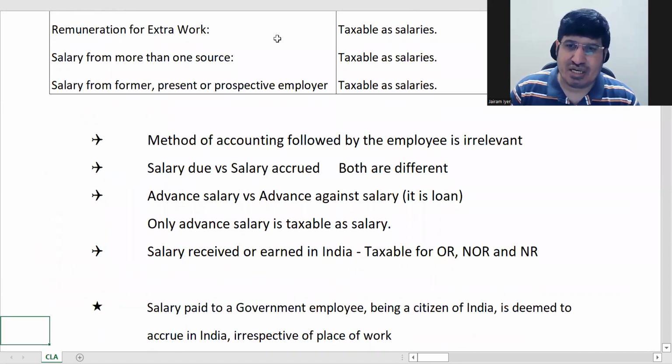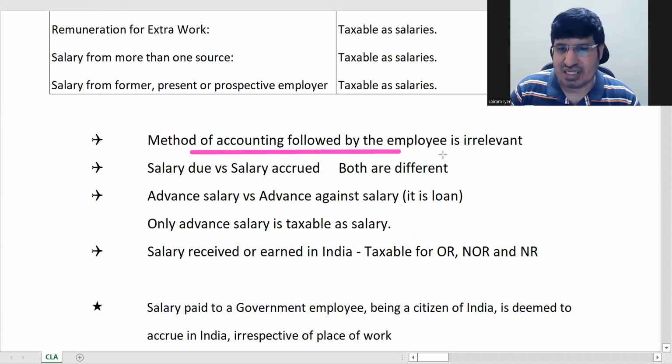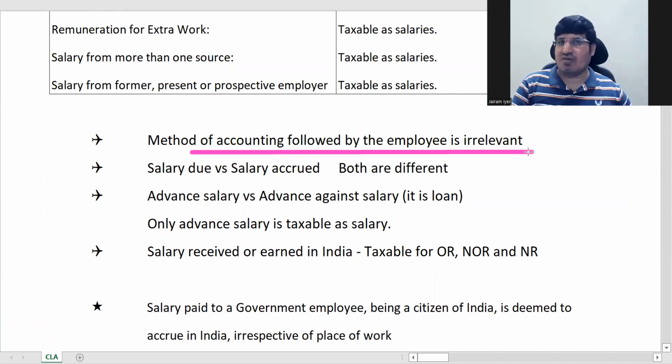Method of accounting is irrelevant. So I started by explaining the method of accounting, correct? Where we said that for only 3 and 5, 1, 2, 3, 4, 5, we labeled salaries, house property, PGBP, capital gains, and other sources. So 3 is PGBP, 5 is other sources. Only for 3 and 5, your method of accounting is important, not for the other 3.